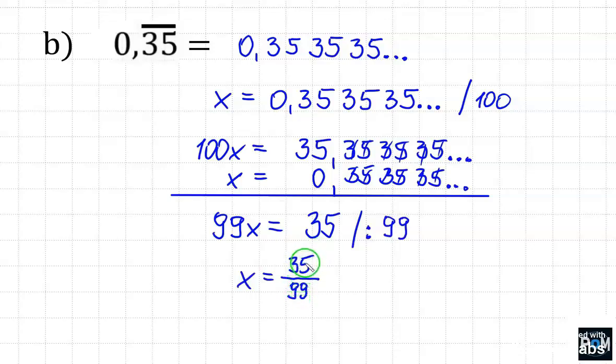Here we might still consider whether this can be simplified by something, but it won't be simplified by 5, nor by 7, nor by 9. So this is our final result. This repeating decimal is equal to such a fraction.